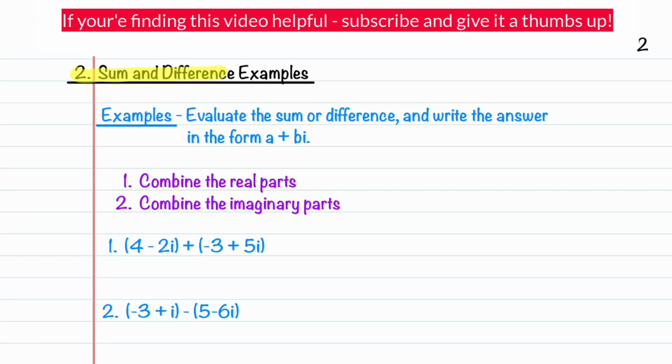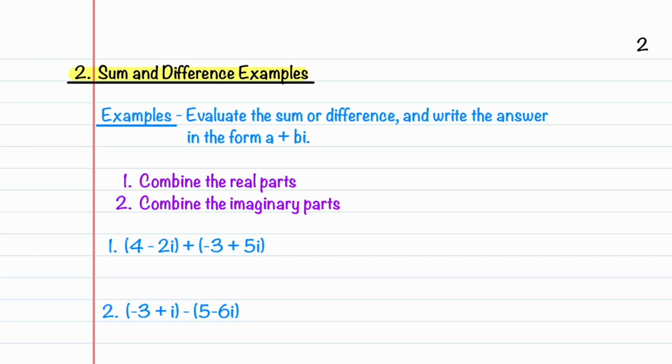Let's now look at some sum and difference examples. These are examples where we are going to add and subtract complex numbers. When we do example problems like this, we are first going to combine the real parts, and then we're going to combine the imaginary parts. Let's look at our first example.